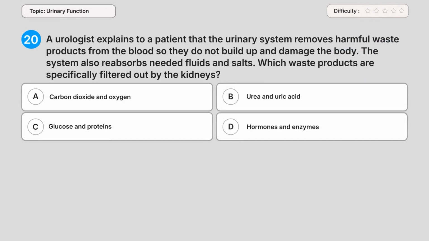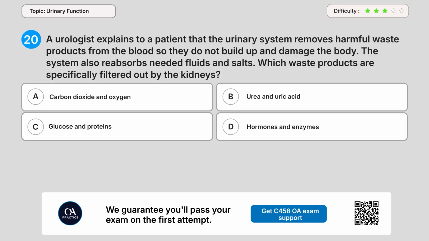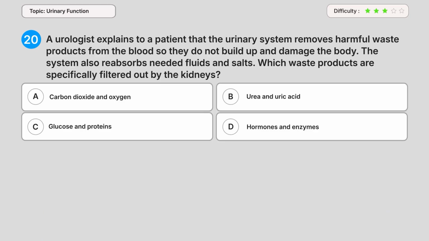20. A urologist explains to a patient that the urinary system removes harmful waste products from the blood so they do not build up and damage the body. The system also reabsorbs needed fluids and salts. Which waste products are specifically filtered out by the kidneys?